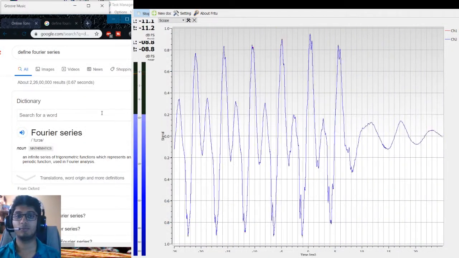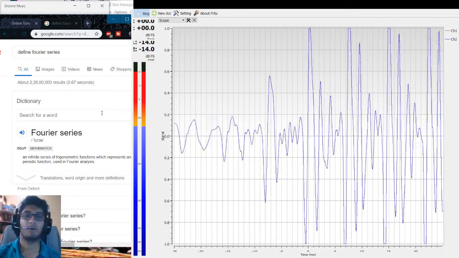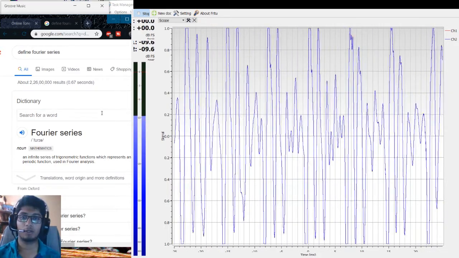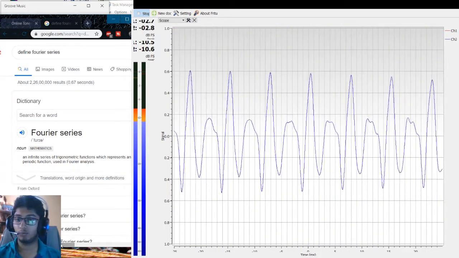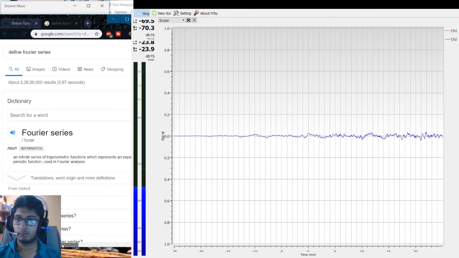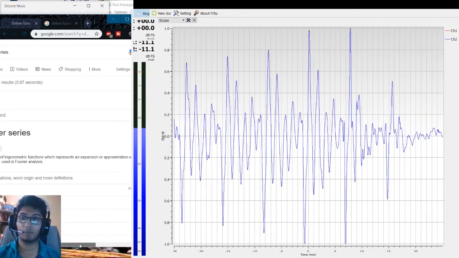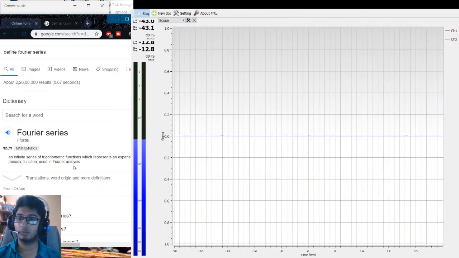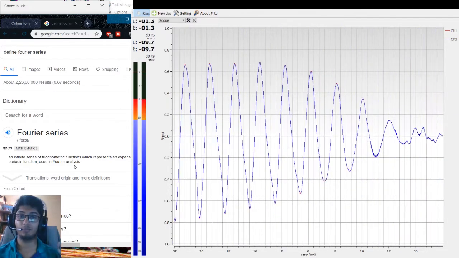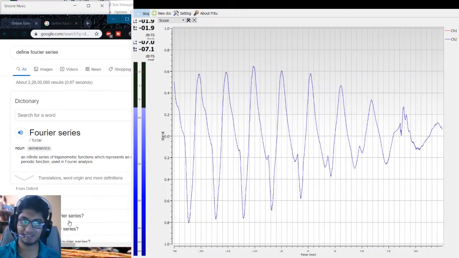So anyway, I'm starting with the Fourier series, and then I will talk about the Fourier transform, and also about sinusoidal waves and whatnot. First of all, as you can see here, according to Google, a Fourier series is an infinite series of trigonometric functions which represent an expansion or approximation of a periodic function, used in Fourier analysis. This is what Google says, isn't it? To some people, this might be brain twisting. So let me talk about some simple things now.